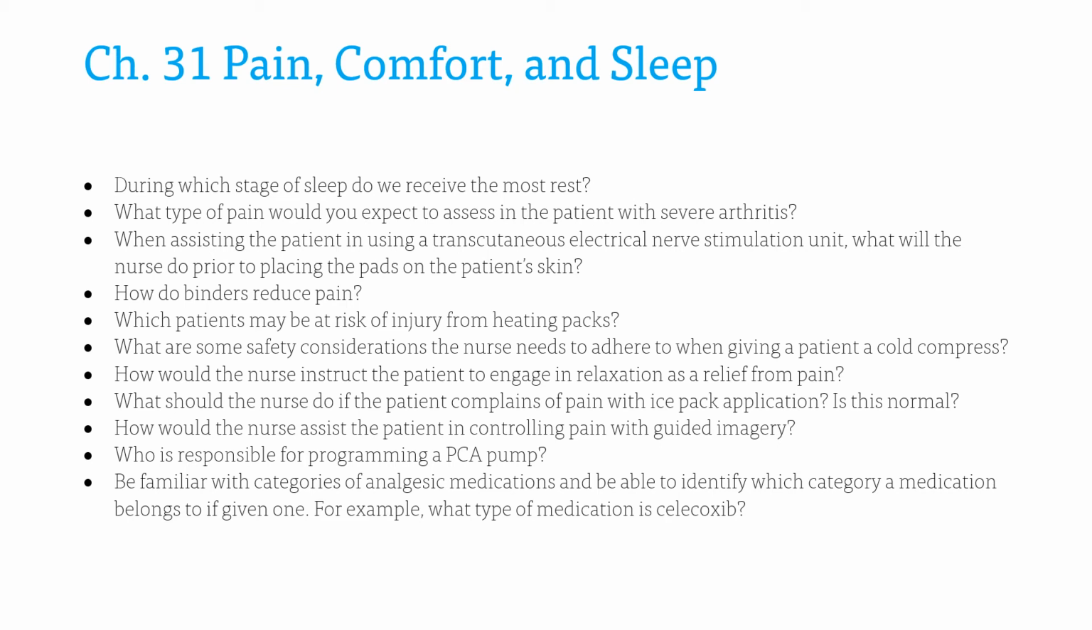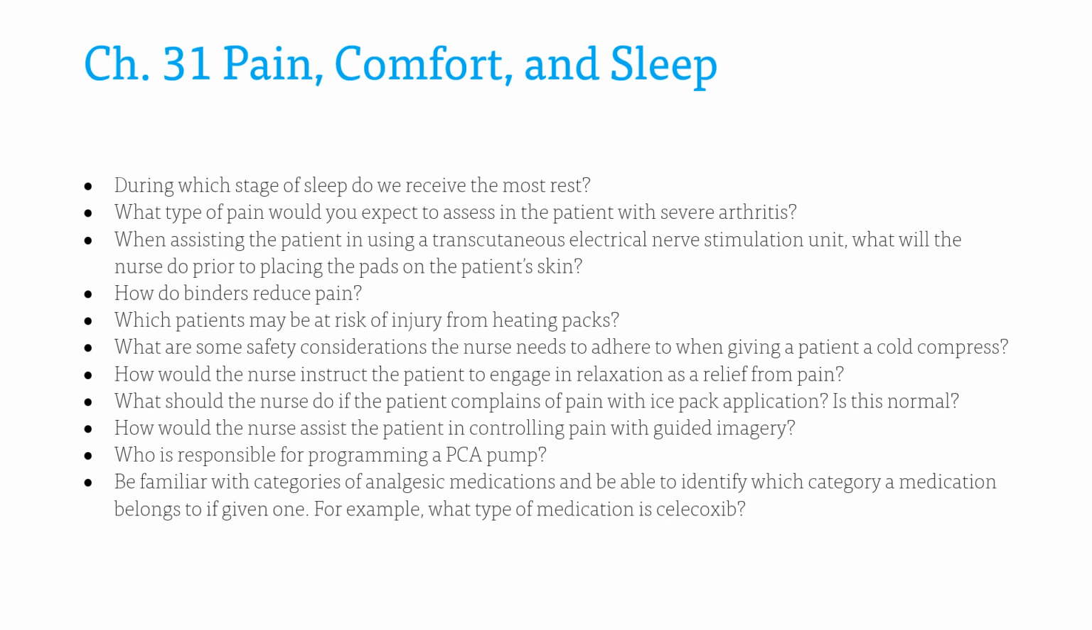Be familiar with categories of analgesic medications and be able to identify which category a medication belongs to if given one. For example, what type of medication is celecoxib? So we can find different categories and examples of these drugs on page 615 in table 31.2. Celecoxib is a COX-2 inhibitor. It blocks the COX-2 enzyme. This can play a role in arthritis pain.